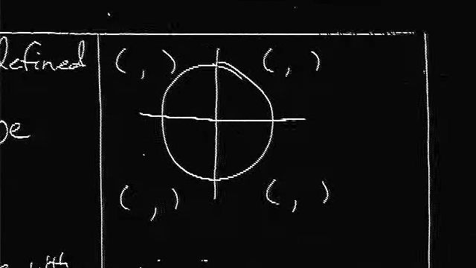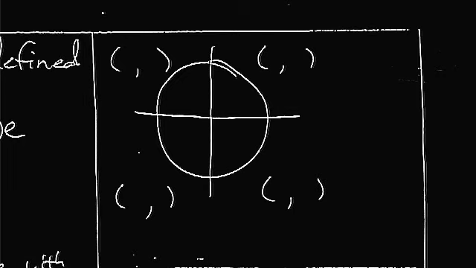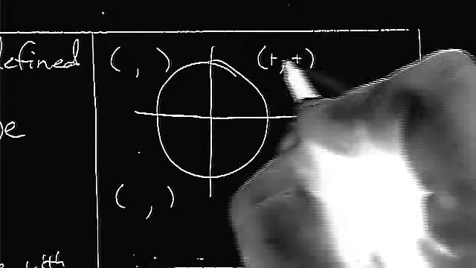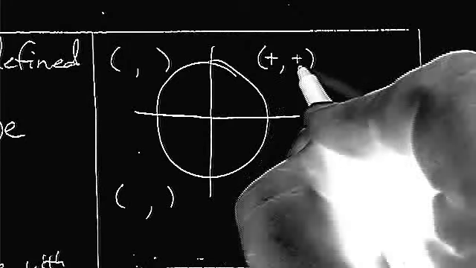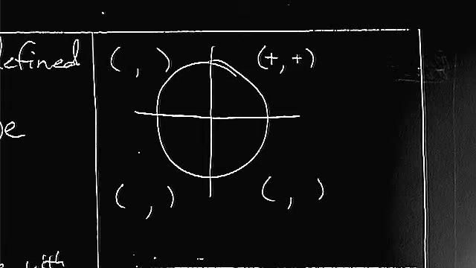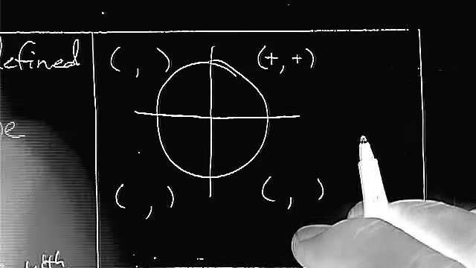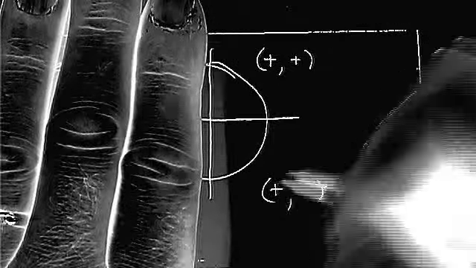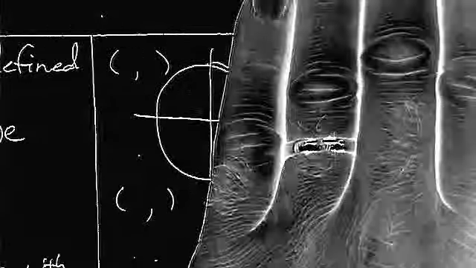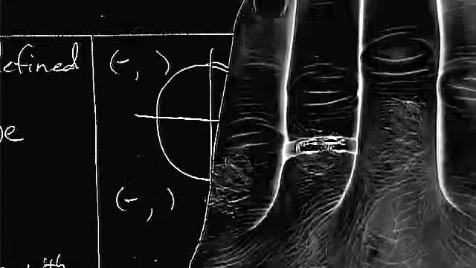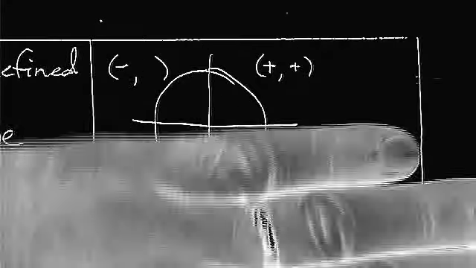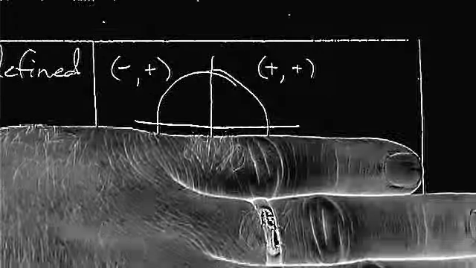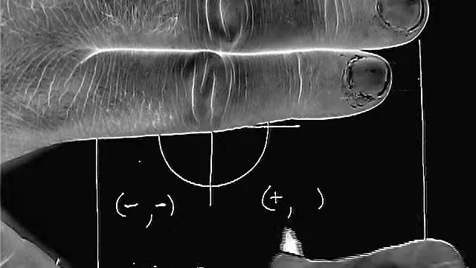If you think about this, think about the quadrants. Every point in this quadrant has a positive x and a positive y. That's a positive cosine and a positive sine. Everything on this half of the circle has a positive x value. Everything on this half of the circle has a negative x value. Everything on the top half of the circle has a positive y value. And everything on the bottom half of the circle has a negative y value.